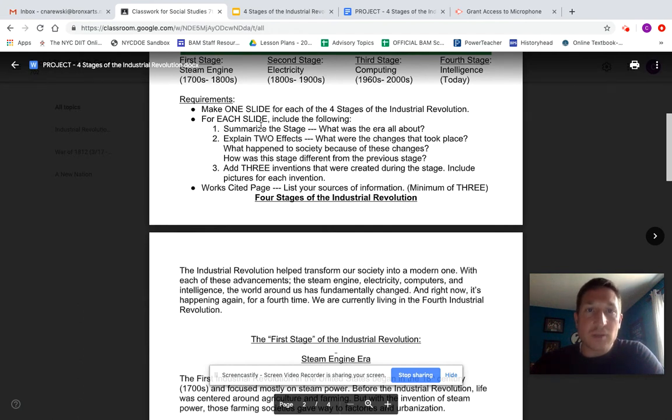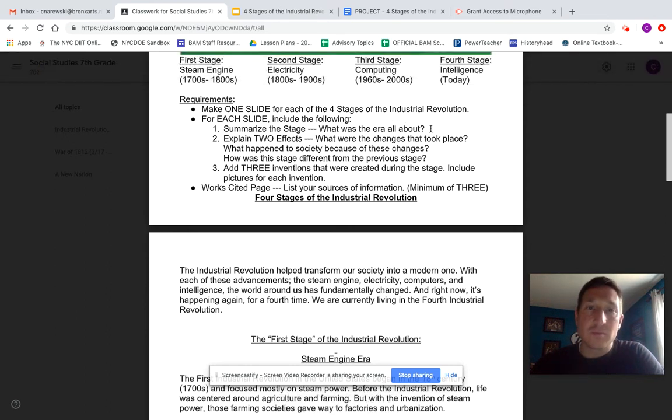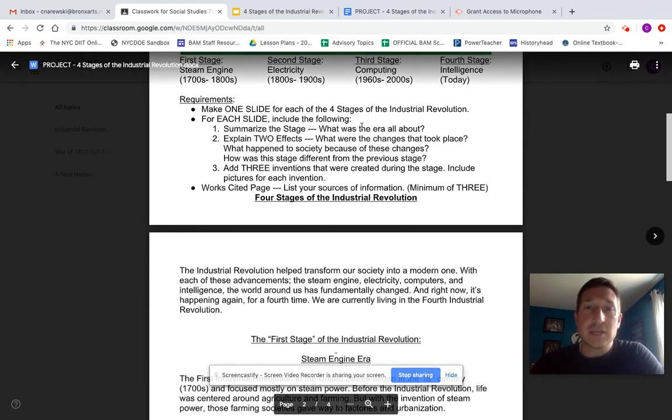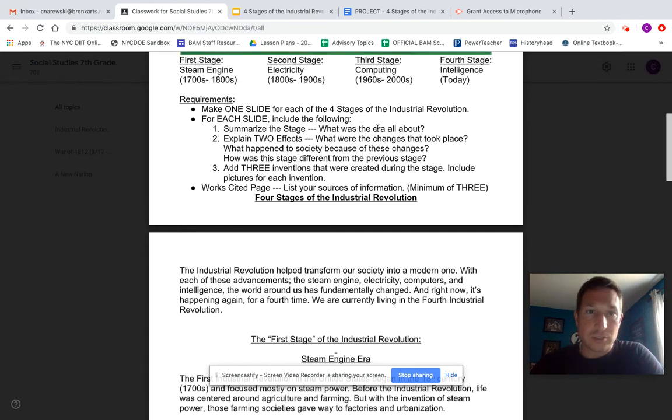Start out with summarizing the stage. What was the era all about? Put this into your own words. A summary should be longer than one sentence. Summarize this stage. What's the era? What's the time period all about in your words?